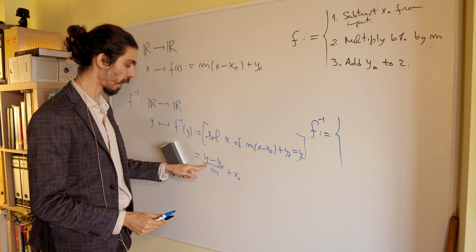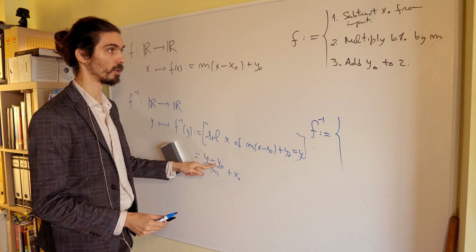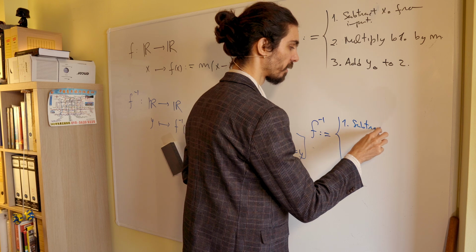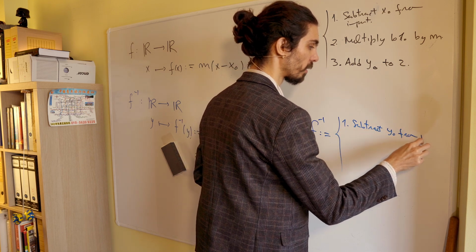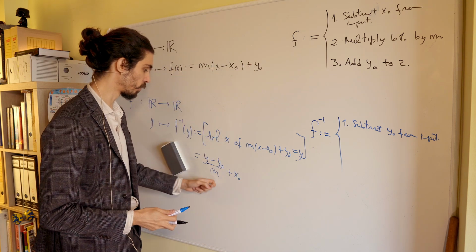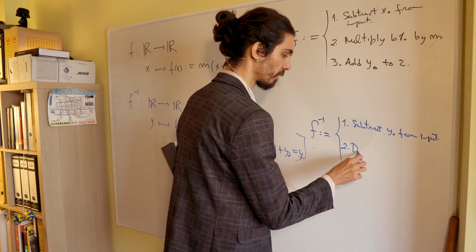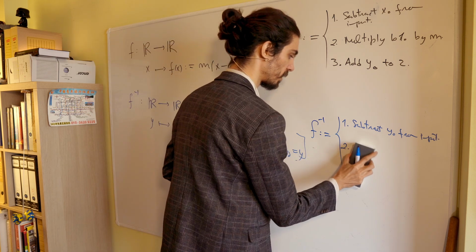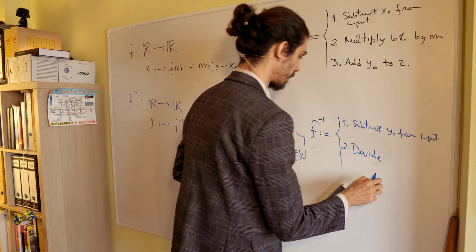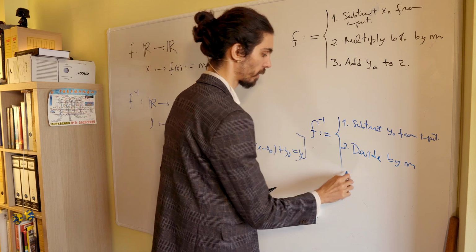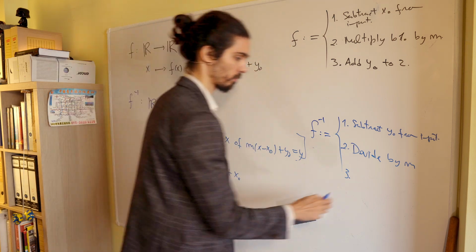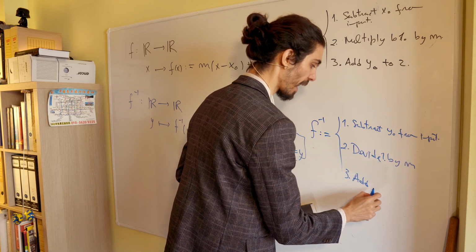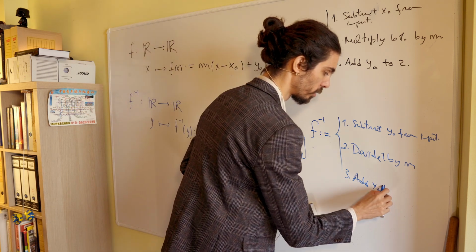Well, the input is y, so we first subtract y0. So step number 1, subtract y0 from the input. Then step number 2, you divide by m. By the way, divide 1 by m. And step number 3, you just add x0 to the result of step 2.